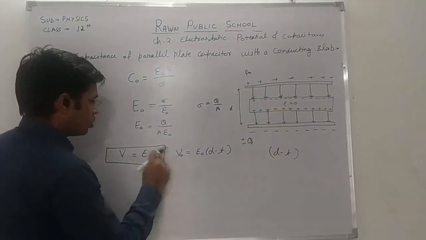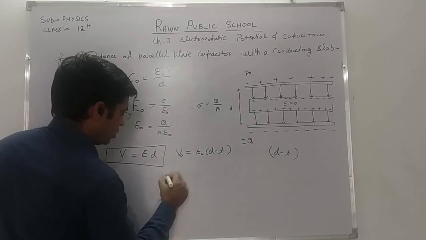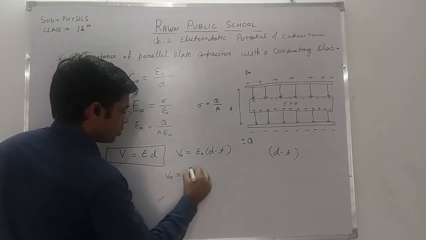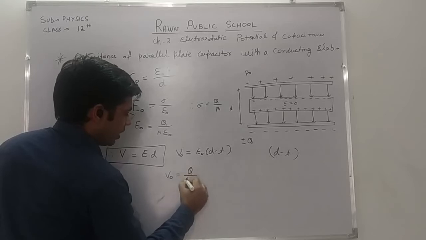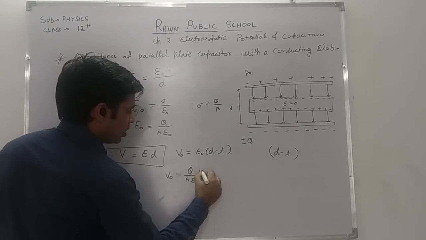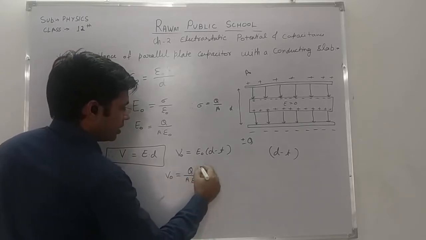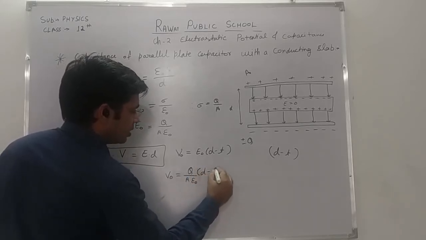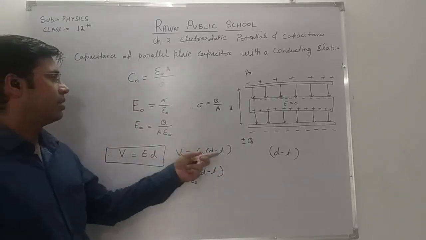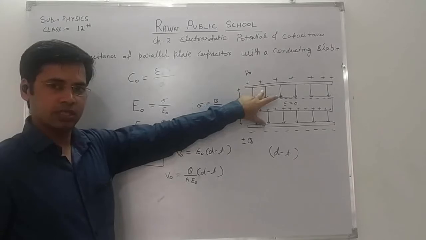Now, on substituting the value of E0, V0 equals Q divided by A epsilon naught, times d minus t. This is the potential inside this capacitor.